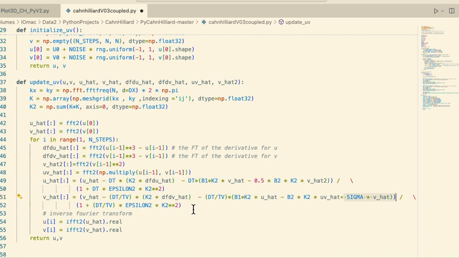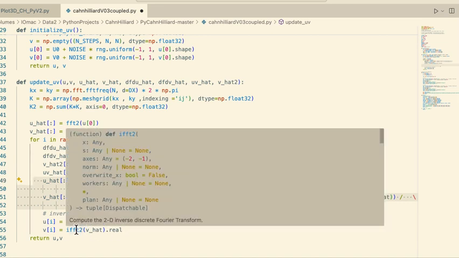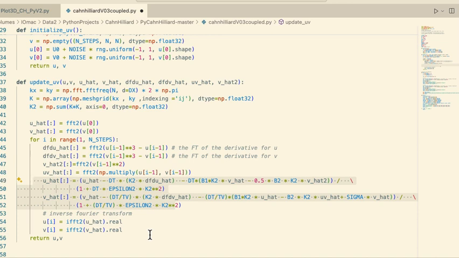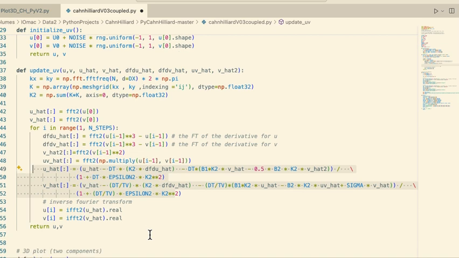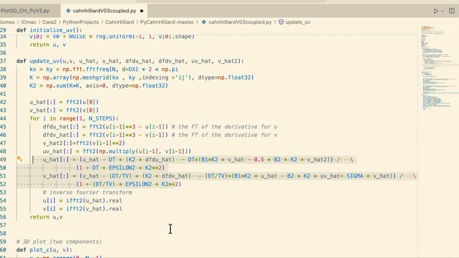Alright, so once I compute u hat and b hat, at the end of the time step, I'm going to compute the inverse Fourier transform. I'm going to repeat this process for a number of times, and the final result, I'm going to plot it. So we are ready. I'm just going to run this code to see what happens. It takes a couple seconds.